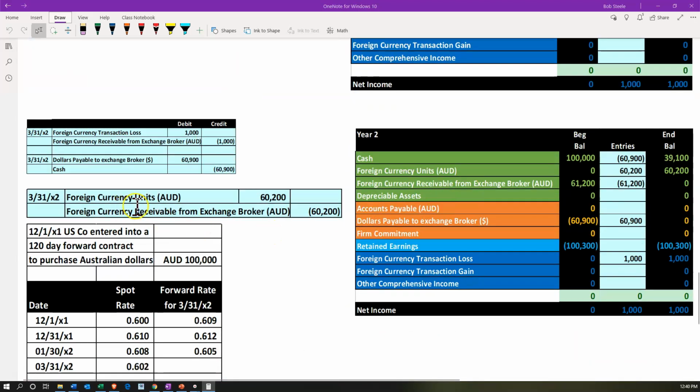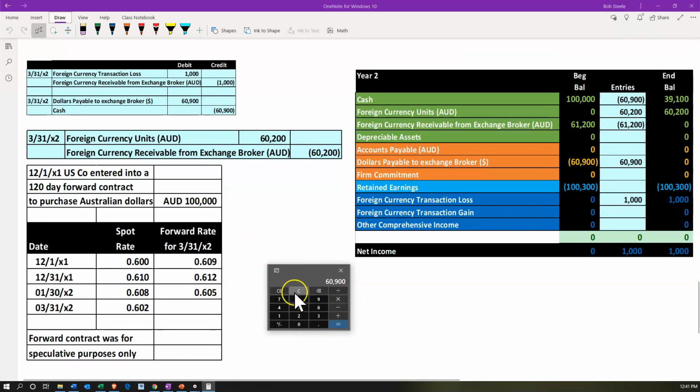We're going to be debiting then the foreign currency in units, which is 100,000 Australian dollars, which we're putting on the books, valuing them in US dollars, which is that 60,200, which we've calculated a few different times as the 100,000 times the 0.602. There's the 60,200. We're reducing then the receivable, going down to zero, as we can see over here. We now have on the books the 60,200 foreign currency units, the 60,200 representing the dollar equivalent of what we actually have, which is 100,000 Australian dollars.